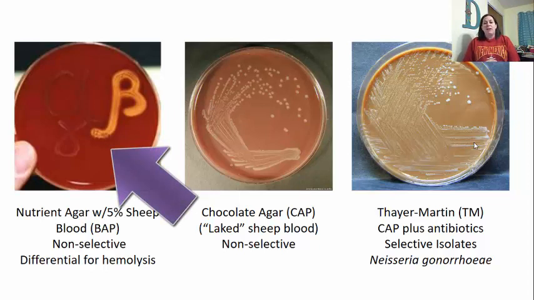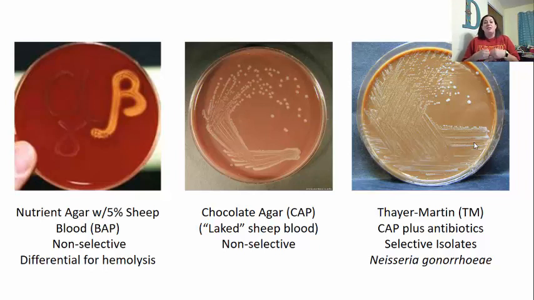On the other hand, the middle picture here is of chocolate agar, also known as CAP. This is lysed sheep blood, meaning that the blood cells have ruptured and the contents are out, and so the bacteria don't have to access the whole cell by itself. So this is considered a non-selective media. The last one over here is the Thayer-Martin or TM. This is CAP or chocolate agar, but they've also added antibiotics to it. Therefore, it's going to be very selective. It's going to do selective isolates. One example of this is it helps isolate Neisseria gonorrhoeae.